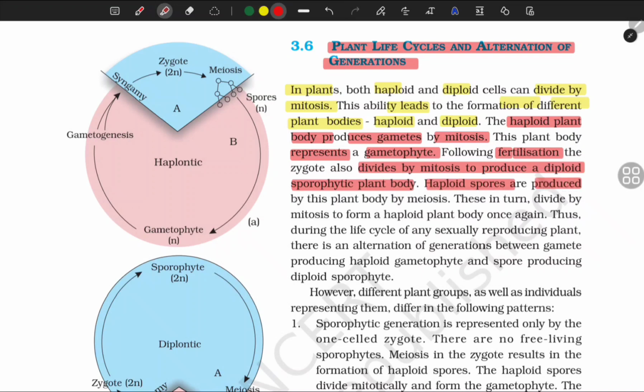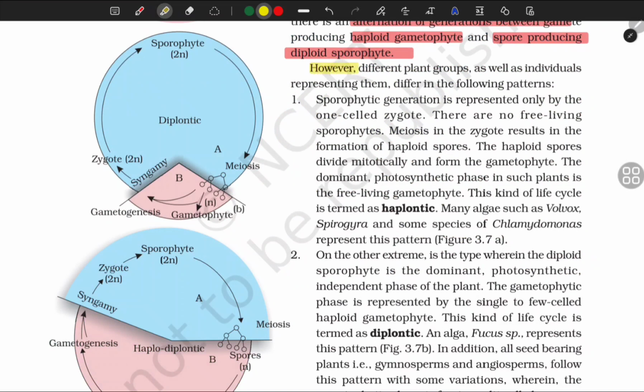Haploid spores are produced by this plant body by meiosis. These in turn divide by mitosis to form a haploid plant body once again. Thus, during the life cycle of any sexually reproducing plant, there is an alternation of generations between the gamete-producing haploid gametophyte and the spore-producing diploid sporophyte. However, different plant groups as well as individuals representing them differ in the following patterns.